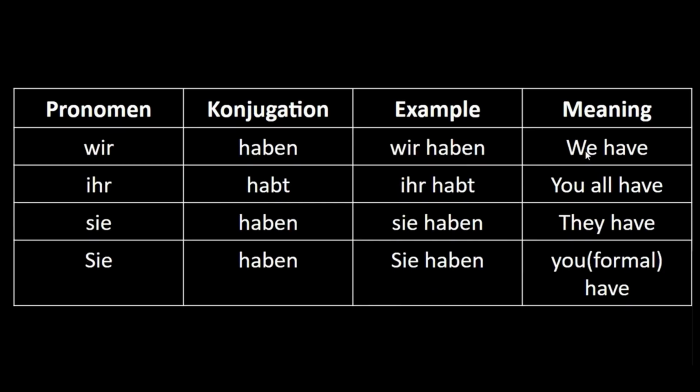Moving on, if I want to say we have, I just write haben, that is the infinitive form of the verb, as the conjugated verb. So, wir haben. You all have, ihr habt. They have, sie haben. You formal have, Sie haben.